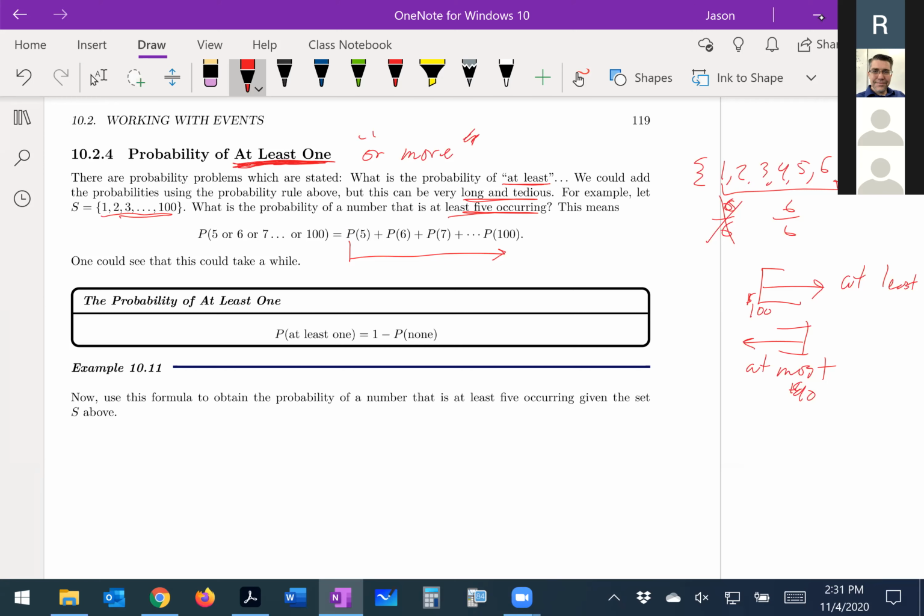Or we can use the converse, the complement. What's the probability of at least 1? Well, the probability of at least 1 is 1 minus the probability of none. What's the probability of at least 5? Well, the probability of at least 5 is 1 minus the probability of less than 5.